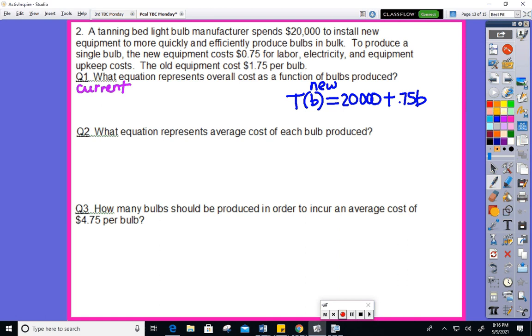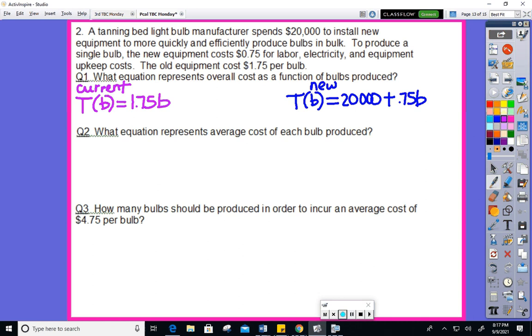Now, what about the total cost of running my current equipment? Well, it says the old or current equipment just costs $1.75 per bulb, and I don't have to spend any money on the front end. I've maybe already paid off the equipment that I currently use to produce light bulbs. So the current cost is just $1.75 times the number of bulbs produced. What I need to do is compare costs to decide at what point it makes sense to buy the new equipment. To do that, we need to look at the average cost per bulb.